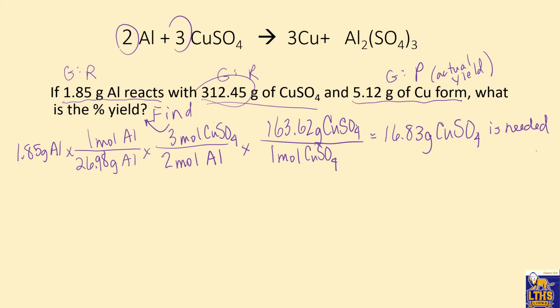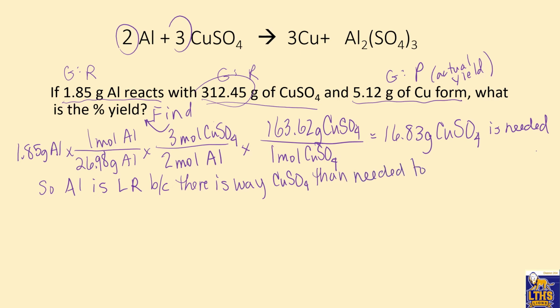And so that means Al is the limiting reactant because there is way more CuSO4 than needed to use up the aluminum. Okay, next step. So I found out aluminum is limiting. Next step, I need, because remember, percent yield is actual over theoretical times 100.